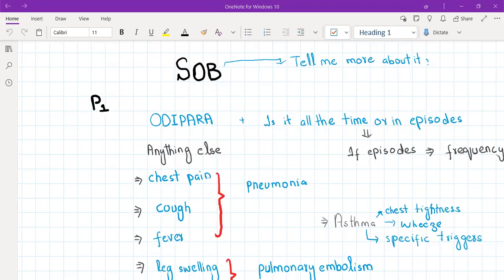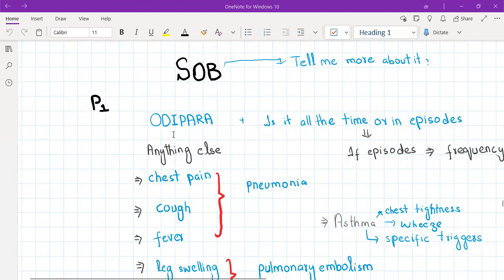So in shortness of breath, whenever a patient presents to you with the complaint, "Doctor, I'm feeling out of breath" or "I have a problem in breathing," the first thing you need to ask in the history of presenting illness is, can you please tell me a bit more about it? So the open-ended question first, okay? After that, you need to ask about ODPARA. So ODPARA is the onset, duration, intensity, progression, aggravating factors, and relieving factors, and anything else, okay?